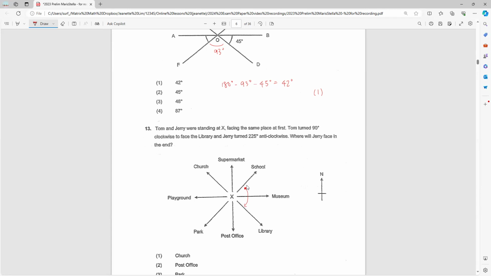While for Jerry, now we know Jerry started at the school. 225 anti-clockwise. Straight line is 180. So 180 is here. To reach 225, you need another 45 degrees. So 180 plus 45. Post office, option 2.